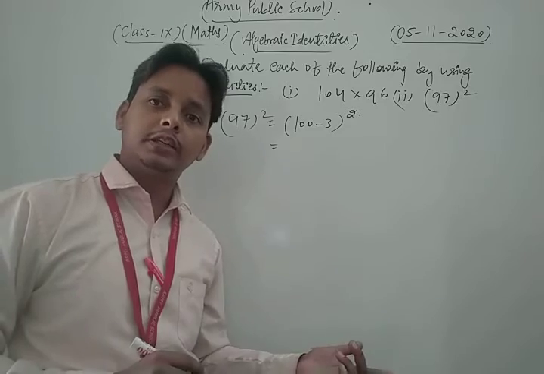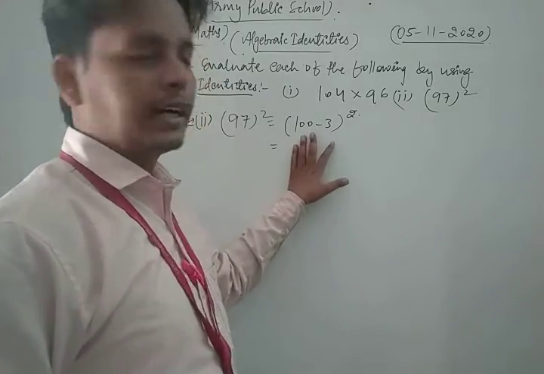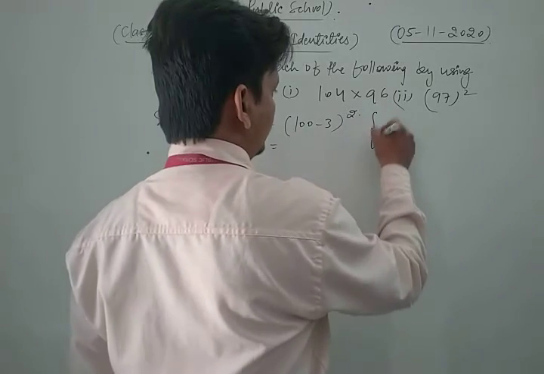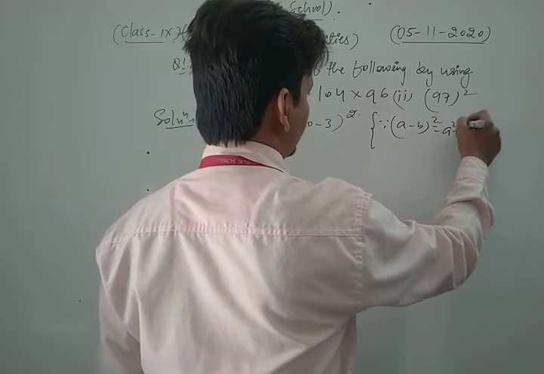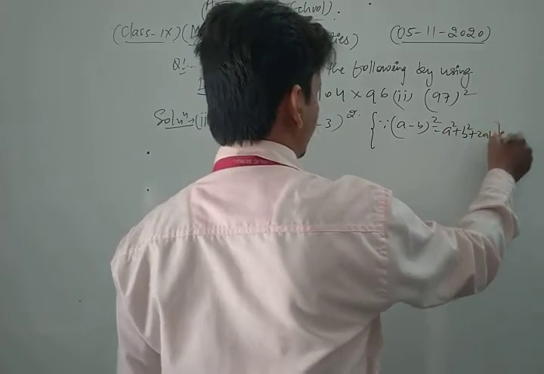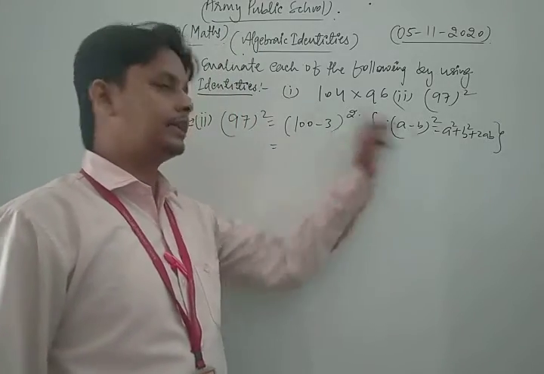If we have 103, then we write 100 plus 3 and squaring. Now here we apply the identity. Since you know that a minus b whole square is a square plus b square minus 2ab. This is the formula, this is an identity. Now here we apply that identity.